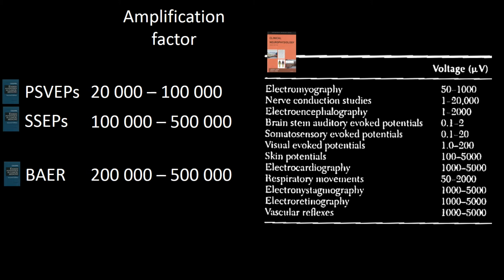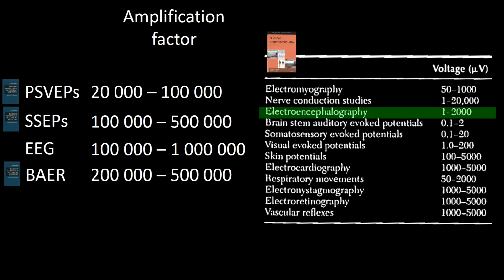The recommended amplification for brain stem evoked responses is from 200,000 to 500,000. The need for a higher lower limit of amplification is because the amplitude of the brainstem waves is from 0.1 to 2 microvolts. That is smaller than the amplitude of the waves evaluated during somatosensory evoked potentials. The amplification needed for EEG ranges from 100,000 to 1,000,000. The amplitude of the electrical activity recorded during EEG ranges from 1 to 2,000 microvolts.